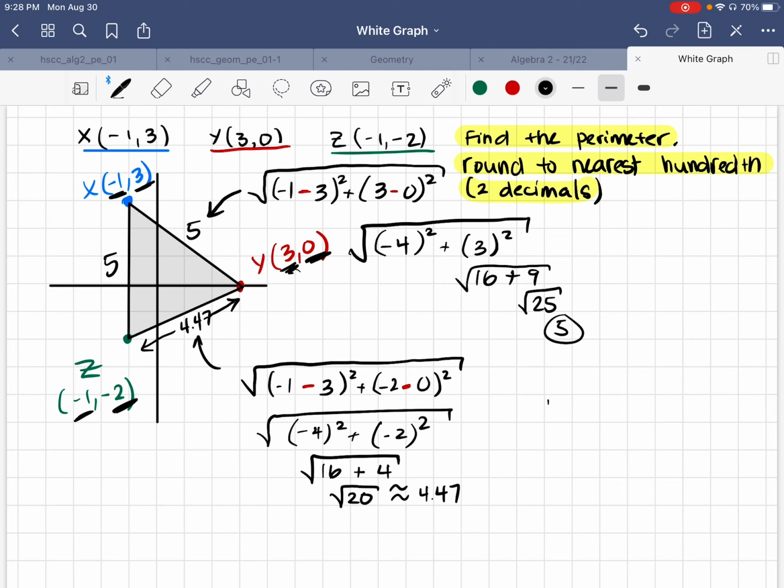We can now apply the perimeter formula. We know that the perimeter is just the sum of all the sides. We have a 5 for one of our sides. We have a 5 for our second side, and we have a 4.47 for the third side of this triangle. This gives us a perimeter of 14.47 units if you like, or just 14.47 because units were never defined.